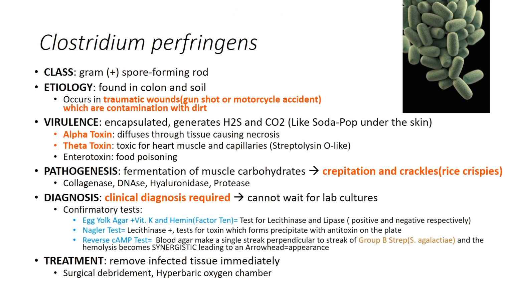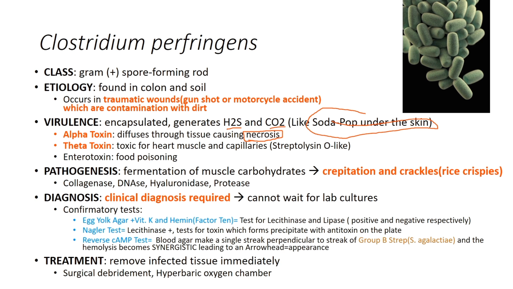We just talked about this a little bit, so I didn't need to explain the organism. But the virulence for this guy, it's encapsulated and it can generate hydrogen sulfide gas and CO2, which makes that kind of crepitations, the soda pop bubbles under the skin. It also has an alpha toxin, which can diffuse, and that's the thing that actually causes more of the tissue damage, necrosis, not just the bubbles.